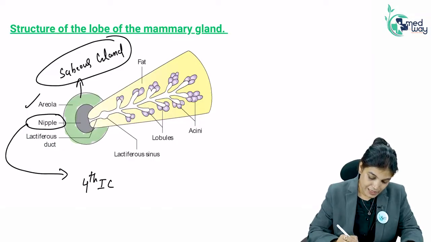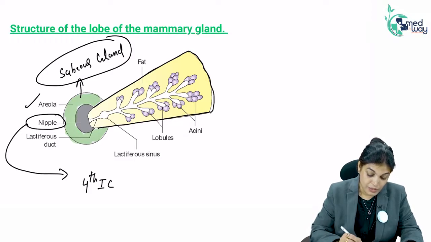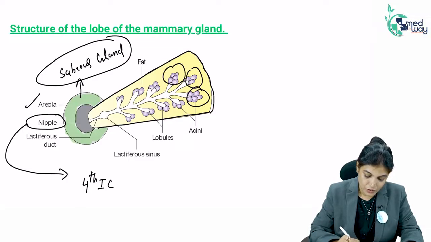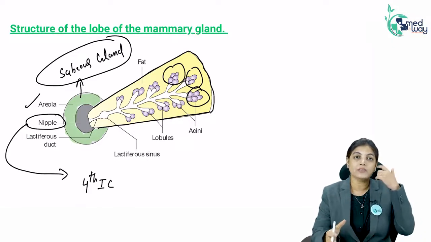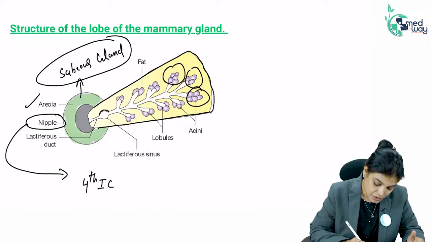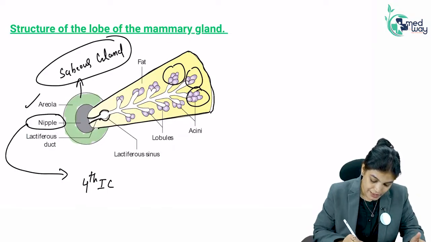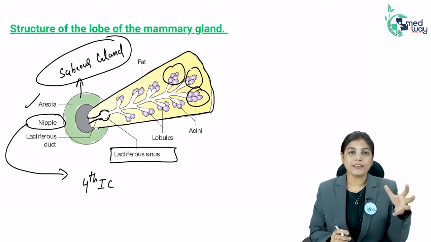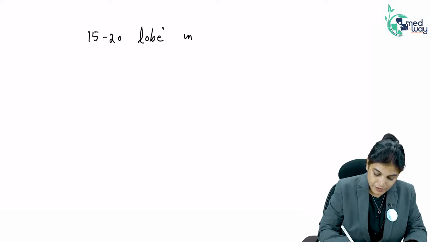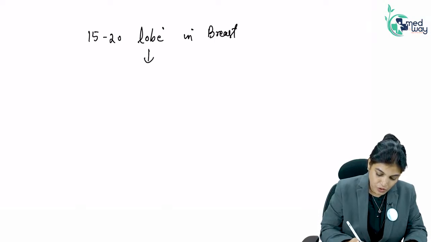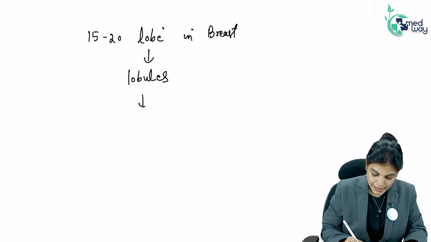Now we can see the lobes. There are 15 to 20 lobes in the breast, consisting of lobules. Inside we can see many acini in the lobules, and the ducts. All these lactiferous ducts converge towards the nipple, and at the converging point, just close to the nipple, there is the lactiferous sinus, which acts as a milk tank. When stimulated, it will secrete the milk. So there are 15 to 20 lobes in the breast, which further divide into lobules, and inside the lobules there are lactiferous ducts.